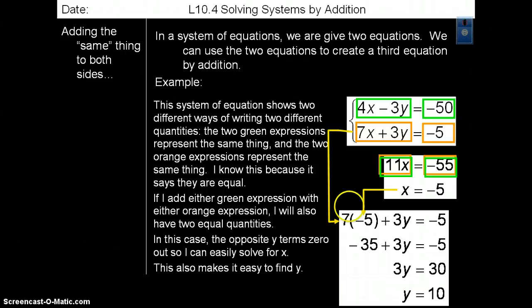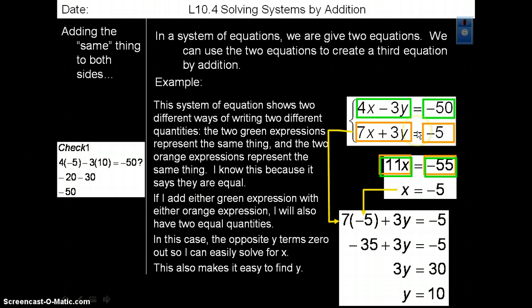Now, since I used the second equation, I'm pretty sure the answer fits here. I'm going to check in equation 1 as well. And by entering x equals negative 5, y equals 10 in the first equation, it comes out to be a valid check as well, that negative 50 equals negative 50.